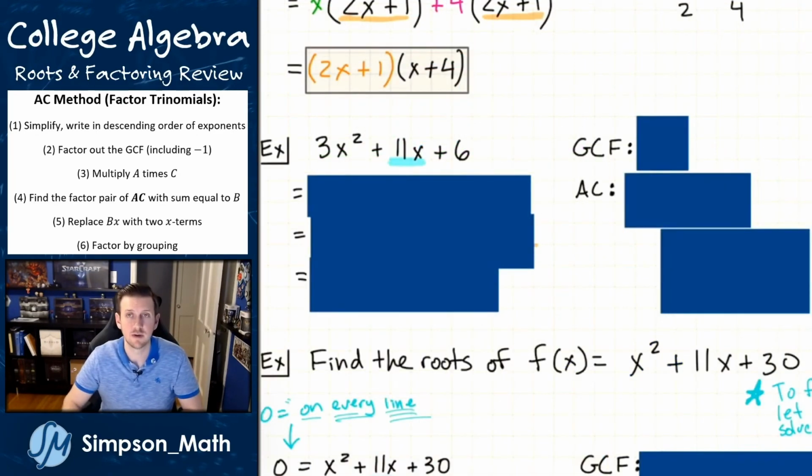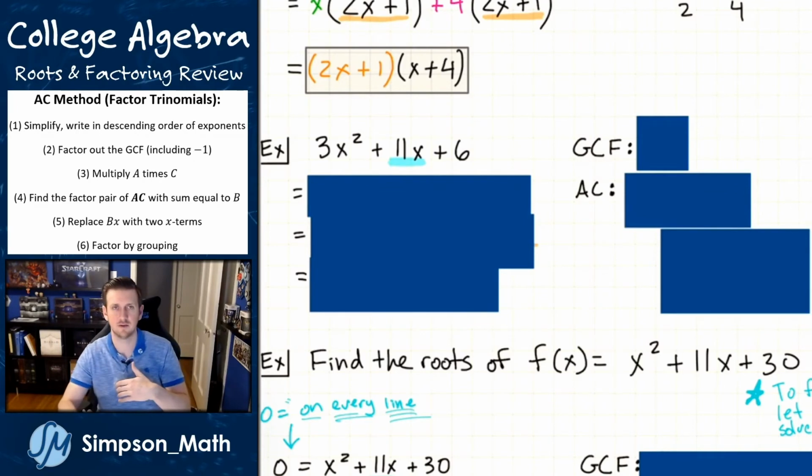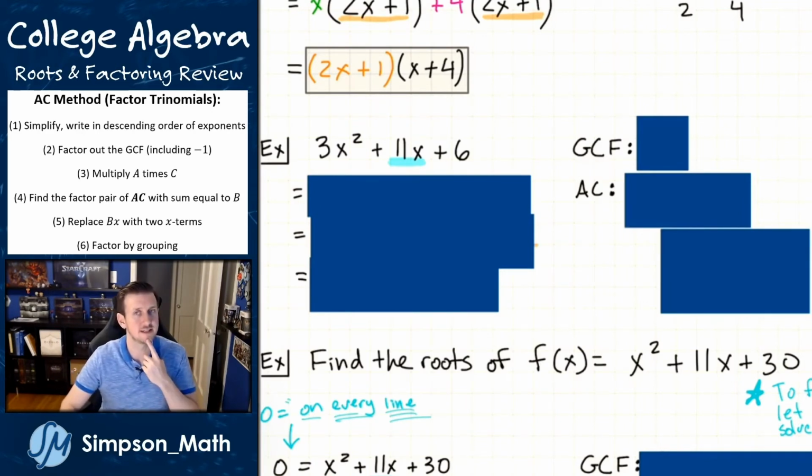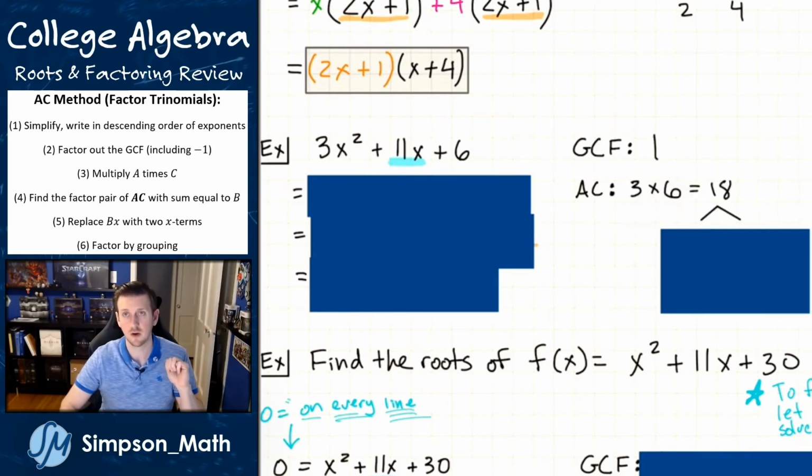All right, for this example, I want you to try to stay about a step ahead of me. I'm going to say the step, give you a second to do it, and then I'll unveil it. So step 1 is fine, it's in the right order. Step 2 is to factor out the GCF, including -1. What's our GCF? Yep, as you see, it is just a 1. All right, step 3, multiply A times C. So A times C is, hopefully you got 18, right?